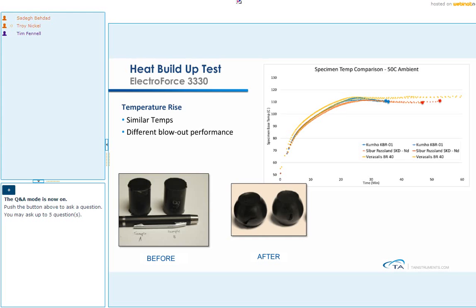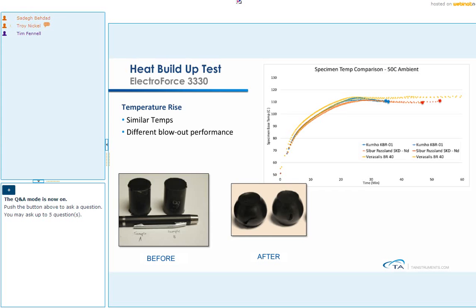But what is interesting is that the Comha sample failed at around 40 minutes. The Cyber Rosland sample lasts longer. It failed at around 45 to 50 minutes. But the Brasali samples didn't fail. So that tells you that that's probably a better raw material in this case.